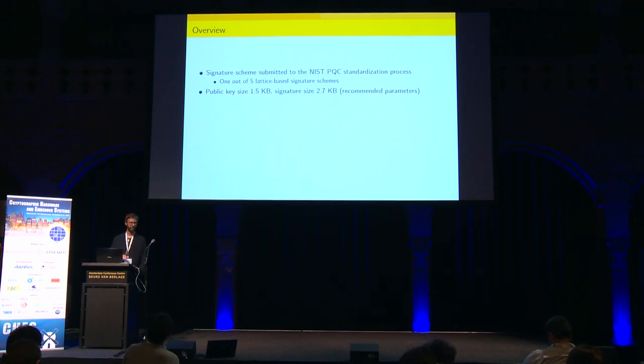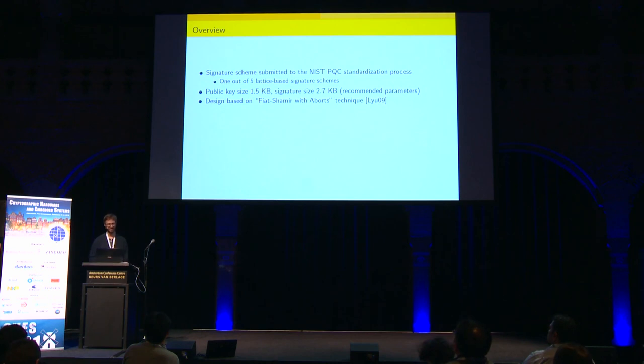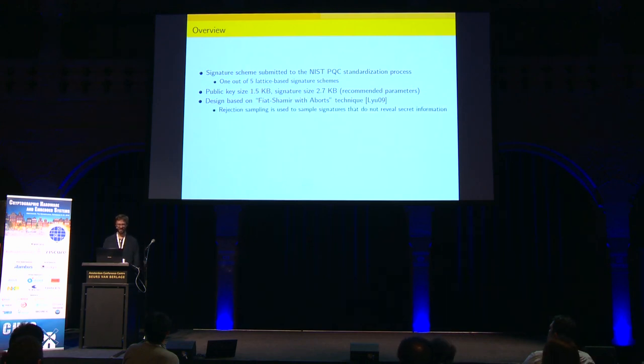One of the most important features of Dilithium is that it's quite short, both with regard to public keys and to signatures. Public keys are about 1.5 kilobytes large and signatures 2.7 kilobytes. The scheme falls in the family of schemes which use the Fiat-Shamir with aborts technique, which was invented by Lyubashevsky in 2009.